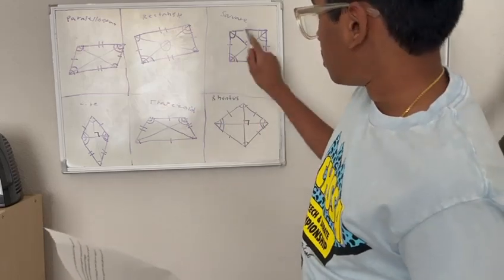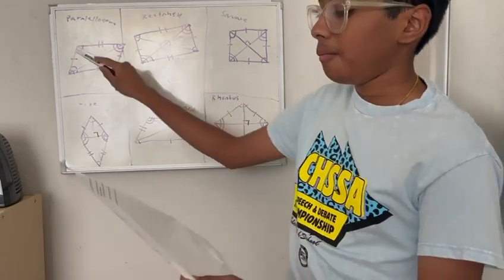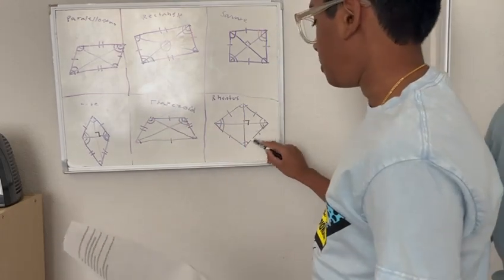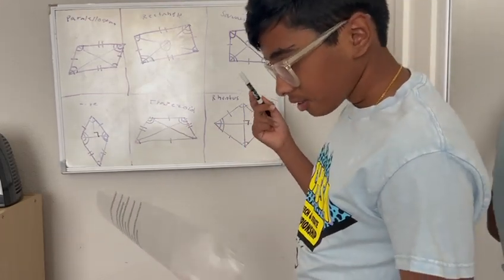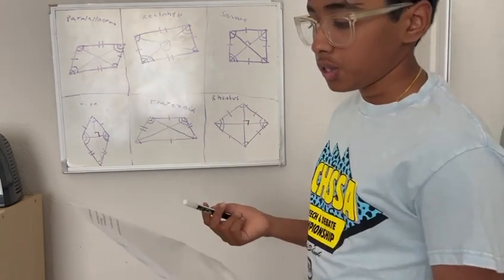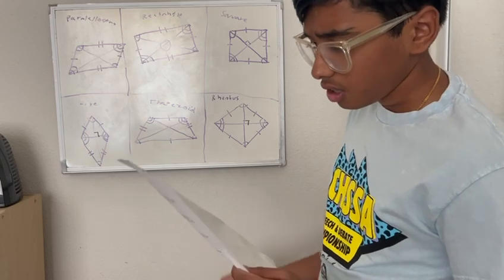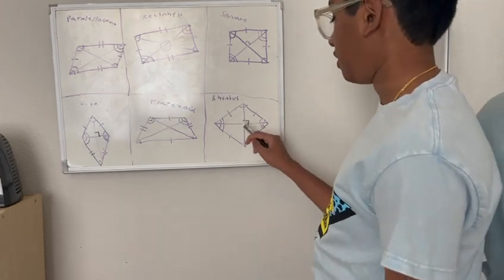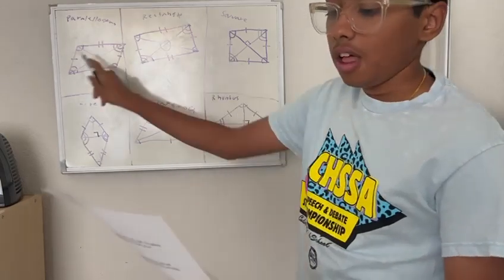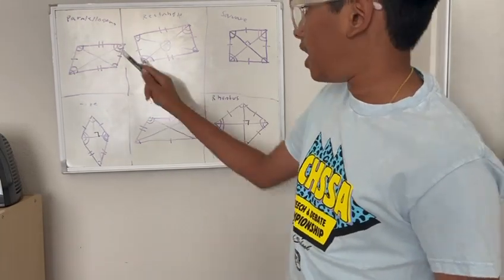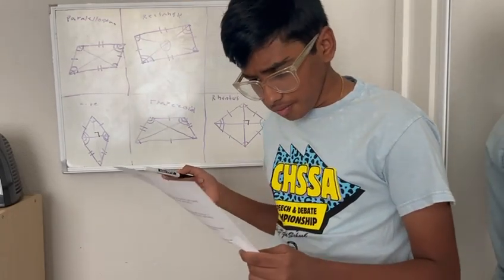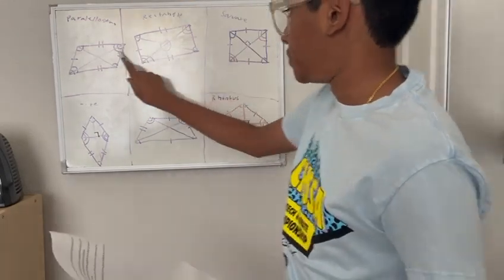A rhombus is similar to a parallelogram because both have opposite sides that are parallel, and angles that are also equal to each other. But a rhombus has all sides equal in length, like a square. A square is similar to a parallelogram because both have opposite sides that are equal to each other and opposite angles that are equal to each other.